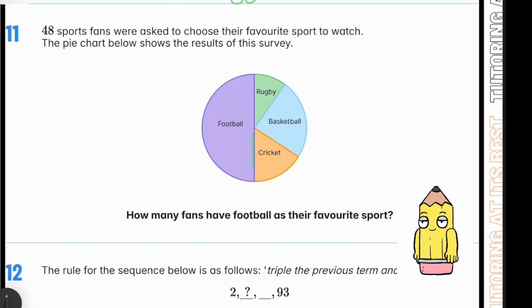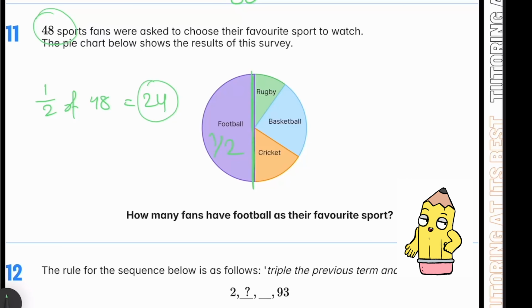Okay, question 11. 48 sports fans were asked to choose their favourite sport to watch. The pie chart below shows the results of this survey. How many fans have football as their favourite sport? Well, we can see that the angle of the sector that represents football is 180 degrees. So in other words, football represents a half of the pie chart, and a half of 48 is 24. So 24 fans is the answer here.